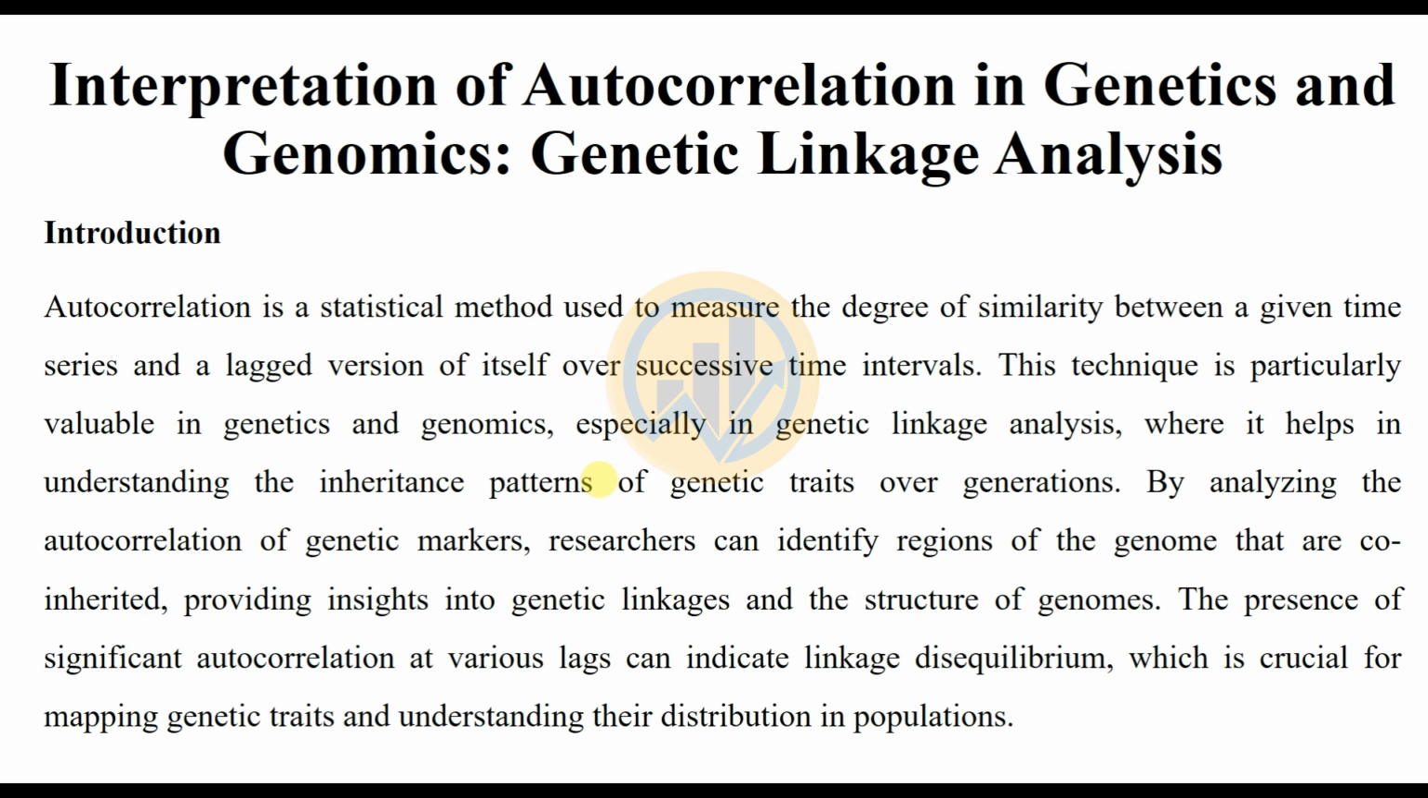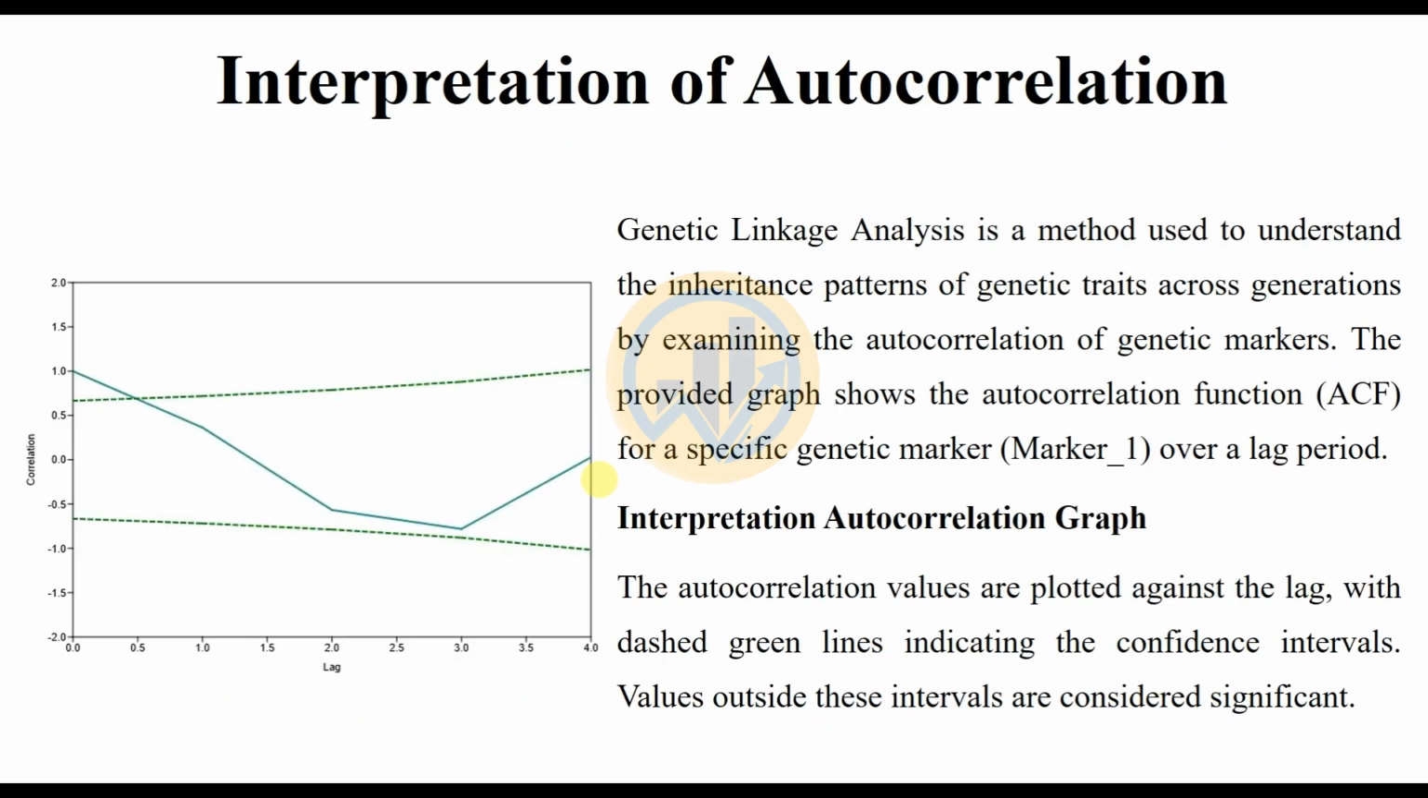By analyzing the autocorrelation of genetic markers, researchers can identify the regions of the genome that are co-inherited, providing insights into genetic linkage and the structure of the genome. The presence of significant autocorrelation at various lags can indicate linkage disequilibrium, which is crucial for mapping genetic traits and understanding their distribution in populations. So the interpretation of autocorrelation in genetic linkage analysis is a method used to understand the inheritance patterns of genetic traits across generations by examining the autocorrelation of genetic markers.